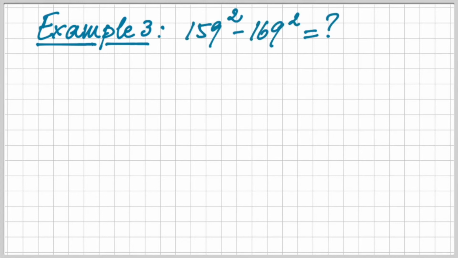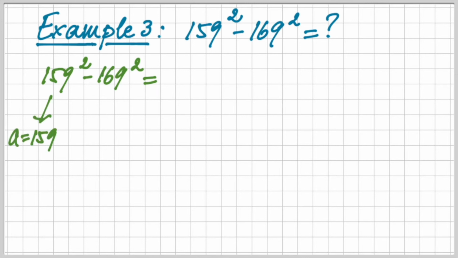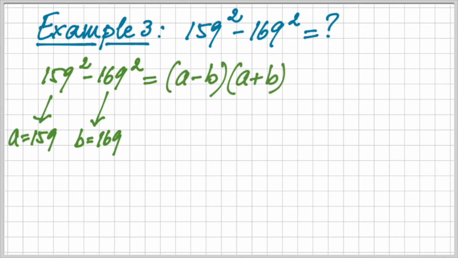In example 3, we are going to look at the difference of squares. We are going to look at the expression 159² − 169². So we start again from this point. We say that 159 is equal to a and 169 is b. And now we have the special product formula a² − b² is equal to (a − b)(a + b).